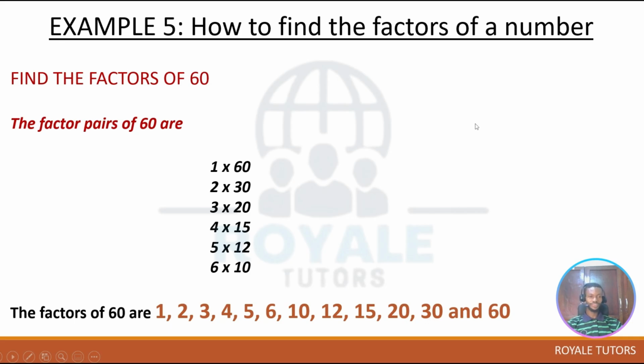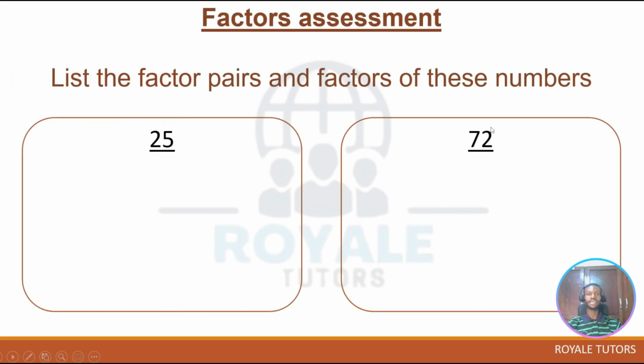So we've come a long way. I think it's time to take a short assessment. Alright, so can you list the factor pairs and the factors of these numbers, 25 and 72? So pause the video and check your knowledge. Are you able to list the factors of 25 and 72? Let's take a check.